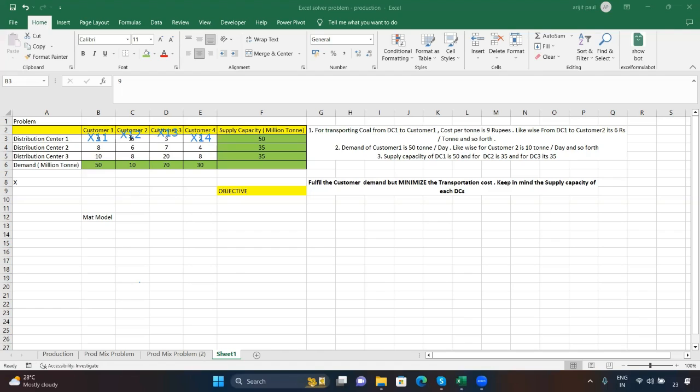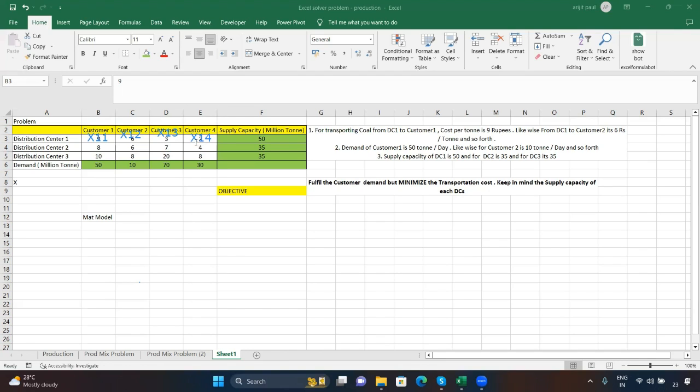Okay. Now what is the next cell? We have denoted the next cell as X12. Now 1 stands for the distribution center 1, that is the source, and 2 stands for the destination, that is customer number 2. Okay, so that is why we have referred this cell as X12. The third one, X13. So again, 1 comes from the distribution center 1, that is the source, and the destination is customer 3. So that is why we have mentioned this as a 3. So the entire cell we have referred as X13.